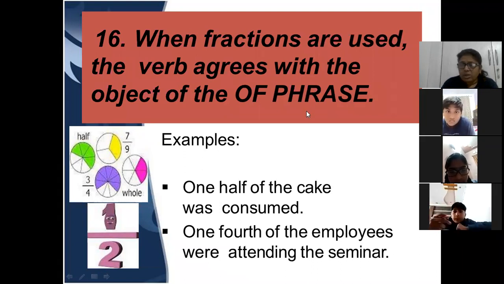Now, phrase I told you is an incomplete set of words. Okay. Now, 1/2 of the cake. This is the object and cake is singular. So we have used was here. Here, 1/4 of the employees. This is the phrase. And here employees is plural. So we are using were here. So your sentences become: 1/2 of the cake was consumed. 1/4 of the employees were attending the seminar. Am I clear? Now we'll move to the next rule.